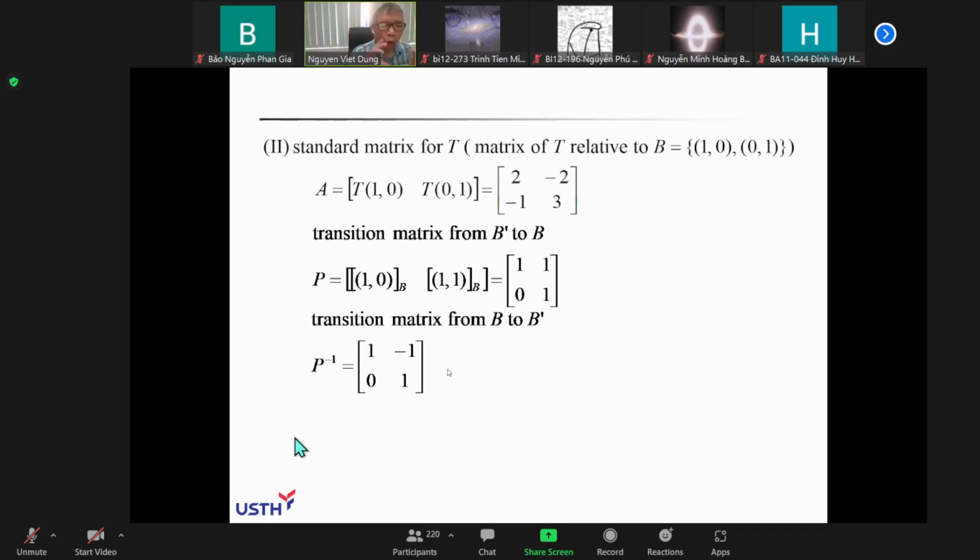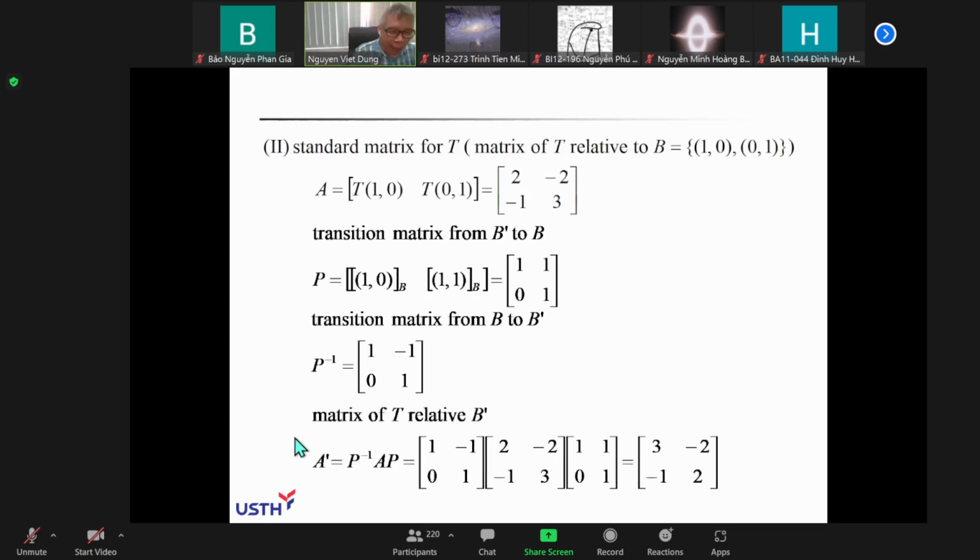That is a very small size matrix, so it is very easy for you to find the inverse. Then we apply the formula A prime equals P inverse multiplied by A multiplied by P. You get that one. That is the same reason as in the previous slide. So you see, we go two ways and give the same result. And also in the previous slide, that is a direct way, and here is an indirect way. You can see.